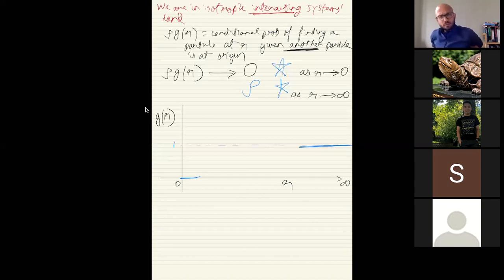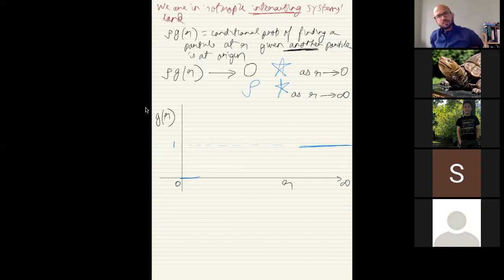Because if you expect it to be proportional to density, if you had very weak density in the system, very, very small density, then you expect that the conditional probability of finding another particle at a given distance should be very small. If I double the density of the system, you expect this probability to double.